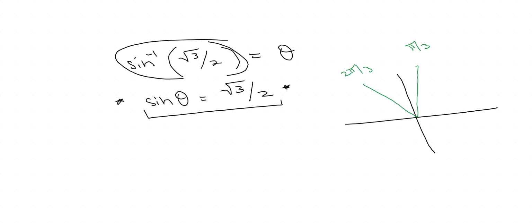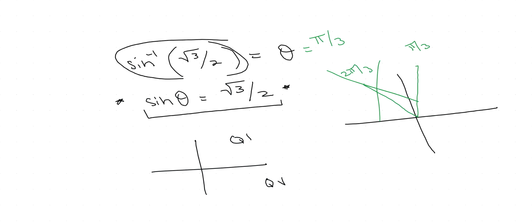But because we have an inverse function, we're not going to take quadrant 2. We're just going to take this pi over 3. So this is just going to be equal to pi over 3. For sine inverse, we are only going to take a value from here, and we're also going to take a value from here, except we're going to deal with negative angles.